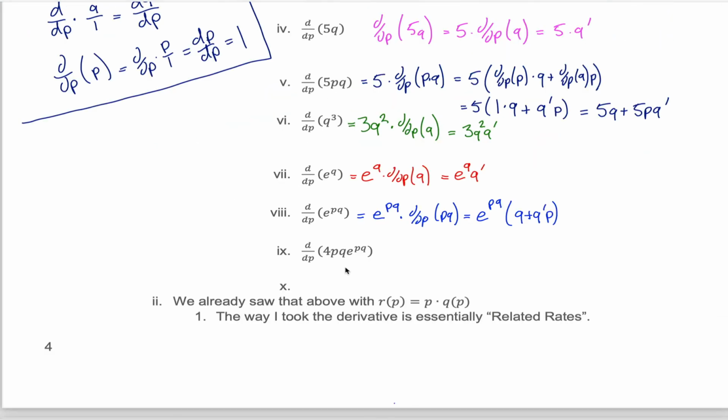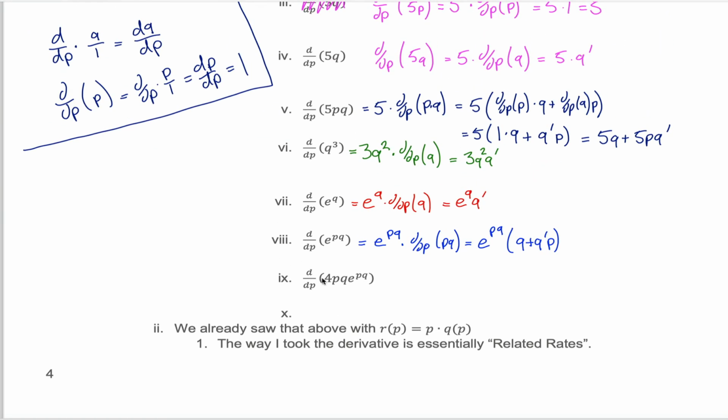But let's do it. Because it's such a mess, it might make sense to take it one step at a time. So we have this 4 right here. It's a coefficient. Well, low-hanging fruit, I can take that 4 out in front, and then all that's left is the derivative of p times q times e to the p times q power. Wow, that's going to be a mess. It is, but maybe you could recognize that you're taking the derivative of a product of 3 different things.